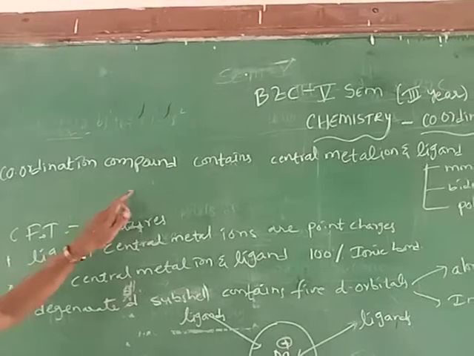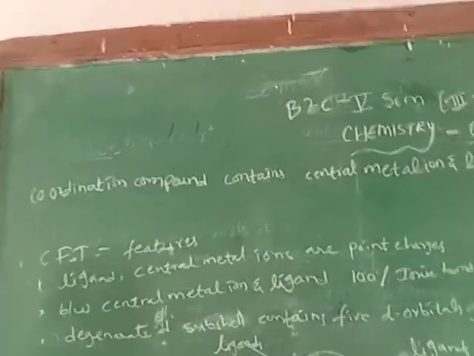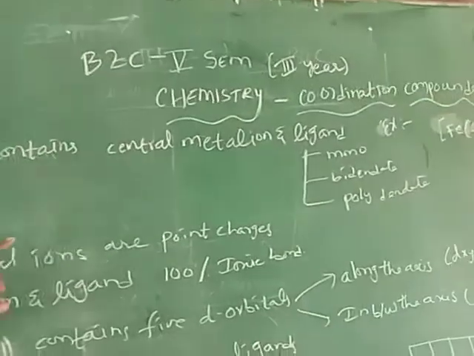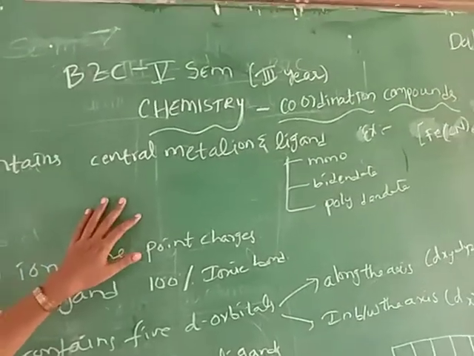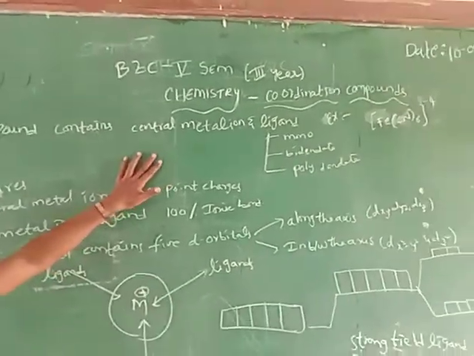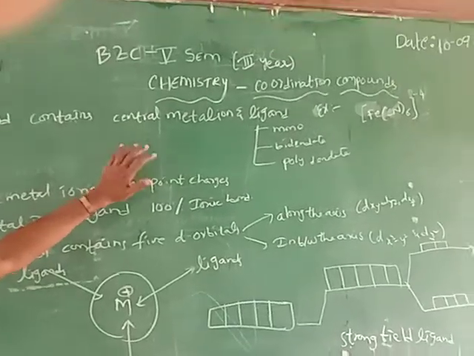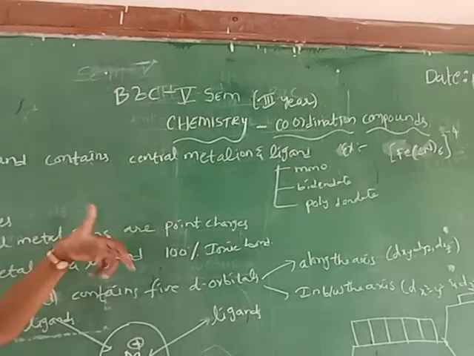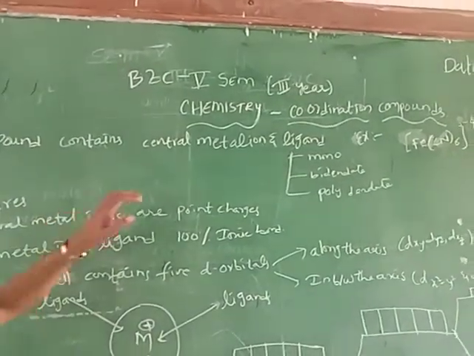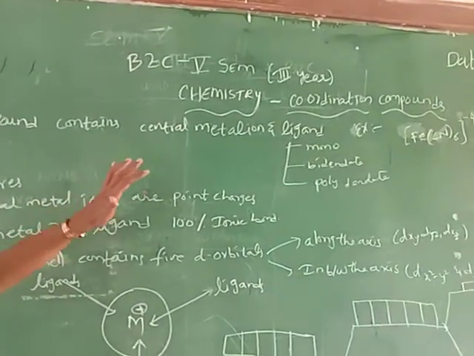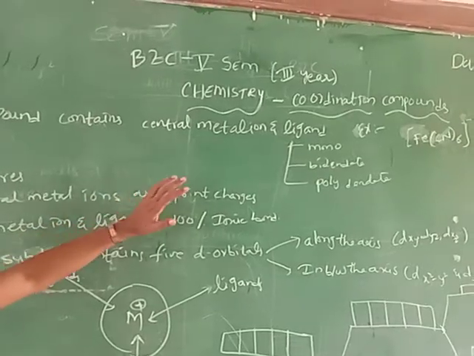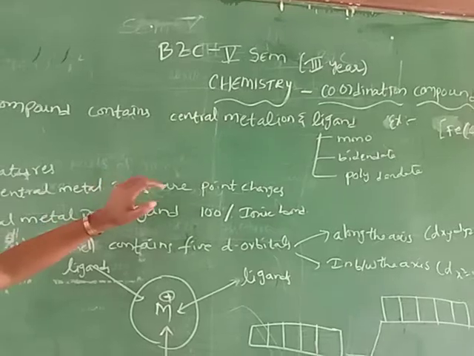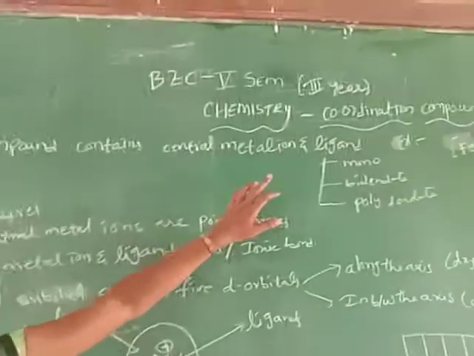So a coordination compound contains ligand and central metal ion. Most of the d block elements can form coordination compounds. What is the reason? Because the d block elements exhibit more than one oxidation state, different types of oxidation states. That's why the d block elements form coordination compounds. So here we have the central metal ion and ligand.